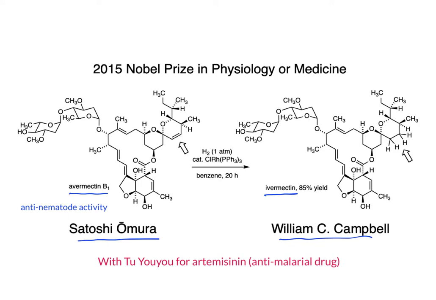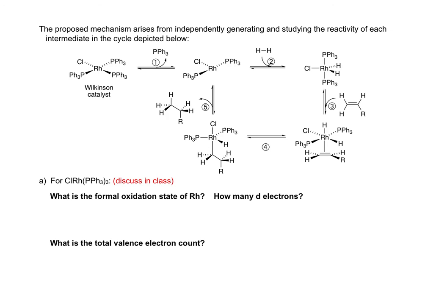Continuing with the worksheet, this shows the accepted mechanism for hydrogenation of alkenes catalyzed by the Wilkinson's catalyst. This mechanism has been well established because each one of the intermediates has been characterized and is demonstrated as active within this catalytic cycle. We'll work through each of these steps systematically.